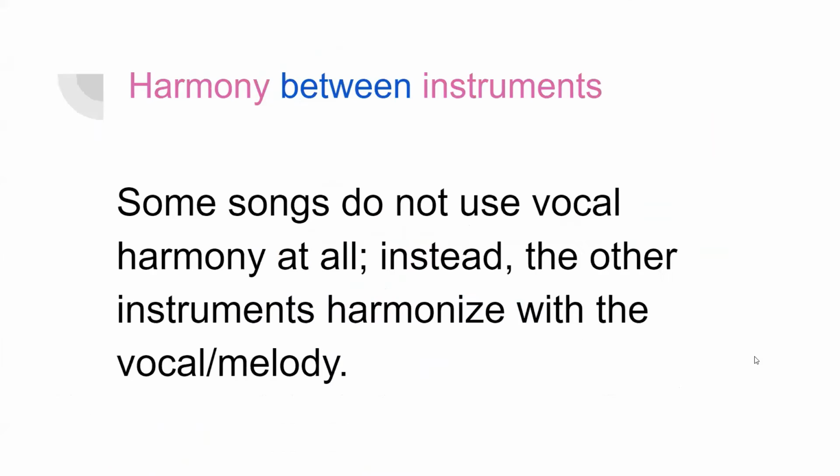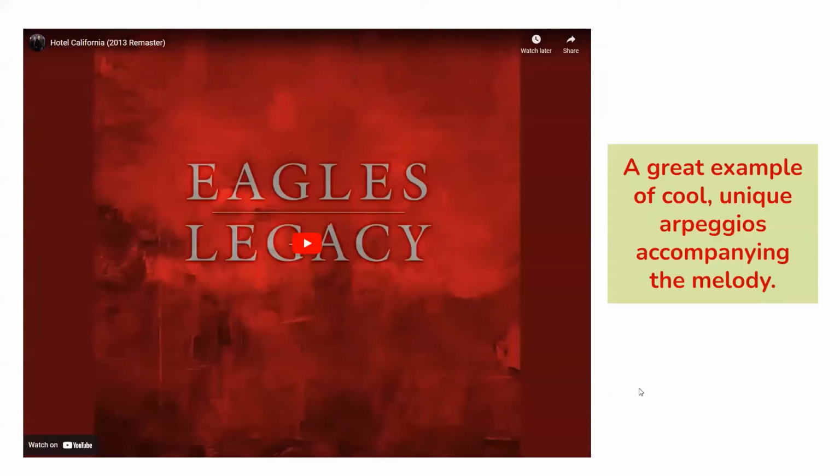Now, I mentioned earlier that some songs don't use vocal harmony at all. Instead, the other instruments harmonize with the vocal or the melody. And this is a great example. Most people know this song. It is Hotel California.